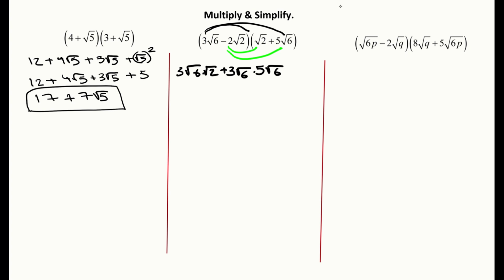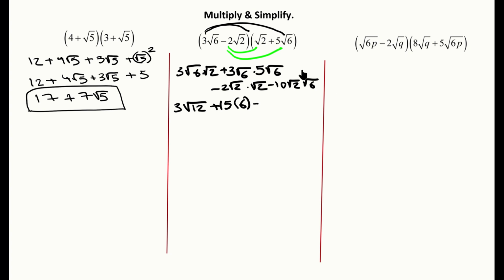So we get -2 radical 2 times radical 2. And lastly, we get -10 radical 2 times radical 6. So right here we have 3 radical 12 plus the 3 times 5 gives us 15. And we know that radical 6 times radical 6 just gives us 6.